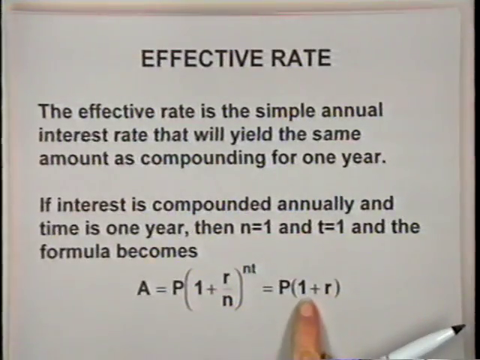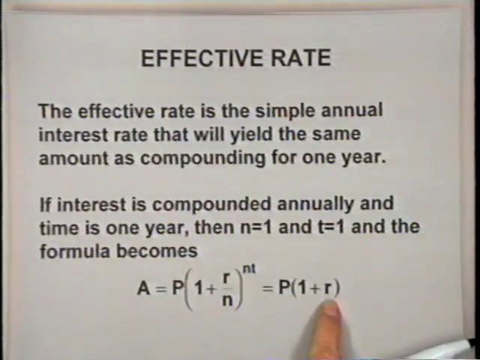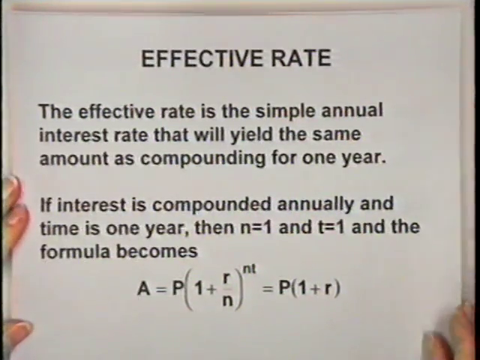So if you look at this form, P times 1 plus r, this r right here would be your simple annual interest rate. Okay? So let's remember that format as we look at a problem.